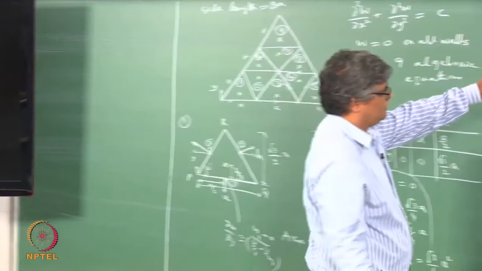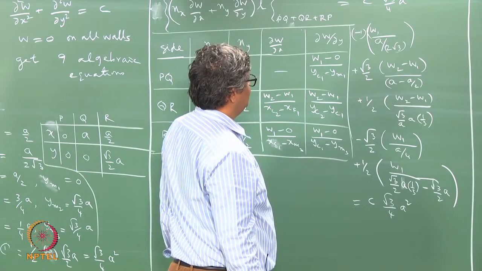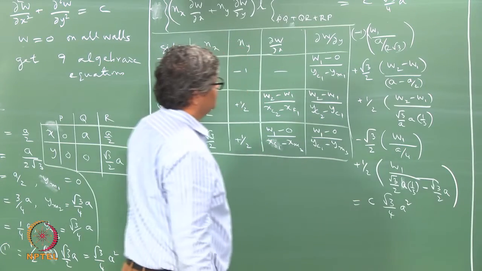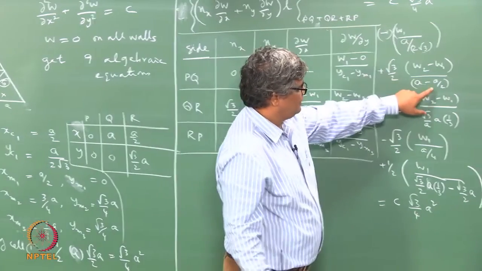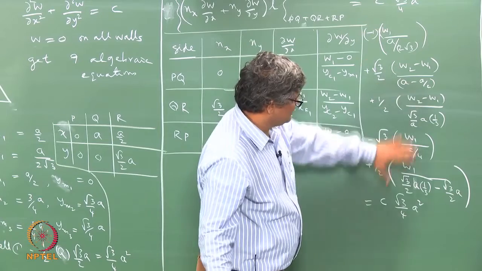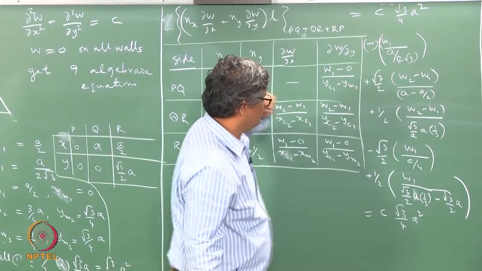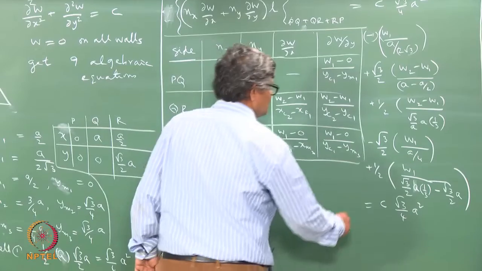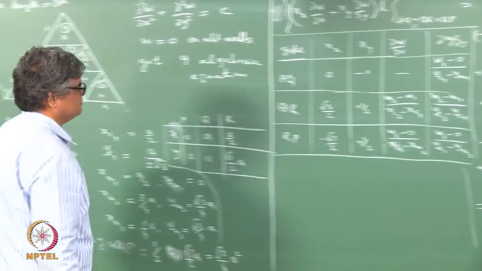Okay, so this is the equation here, and in this equation a is given, so all the w's are coming with coefficients. So let us just add up all the things and get an equation for cell 1.